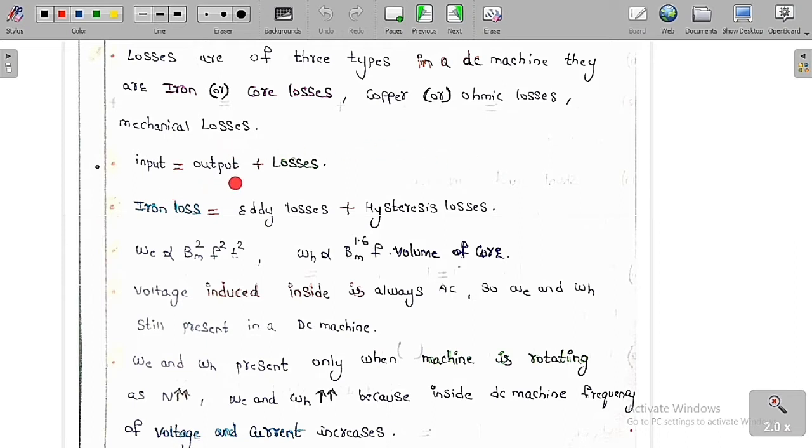Input is always equal to output plus losses, because whatever the input power is should go to the output and also into the losses. So input is always equal to output plus losses. Iron loss is the combination of eddy current losses plus hysteresis losses.